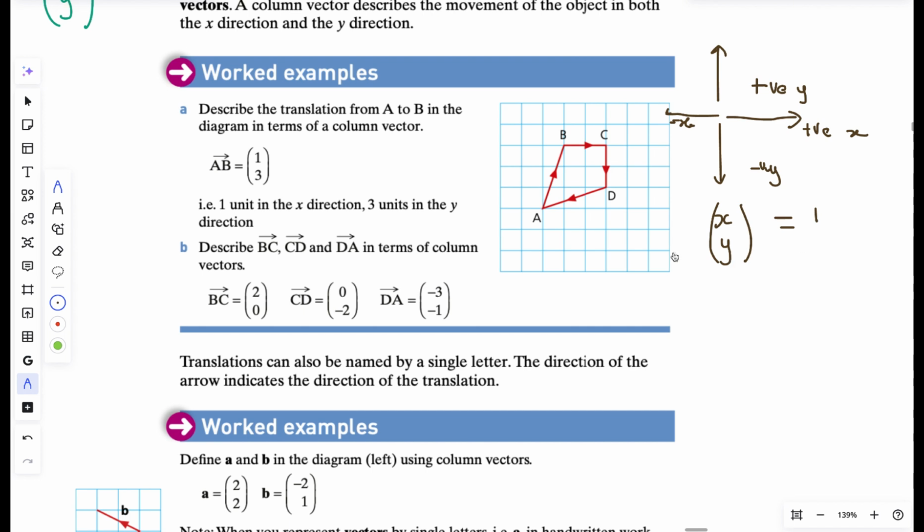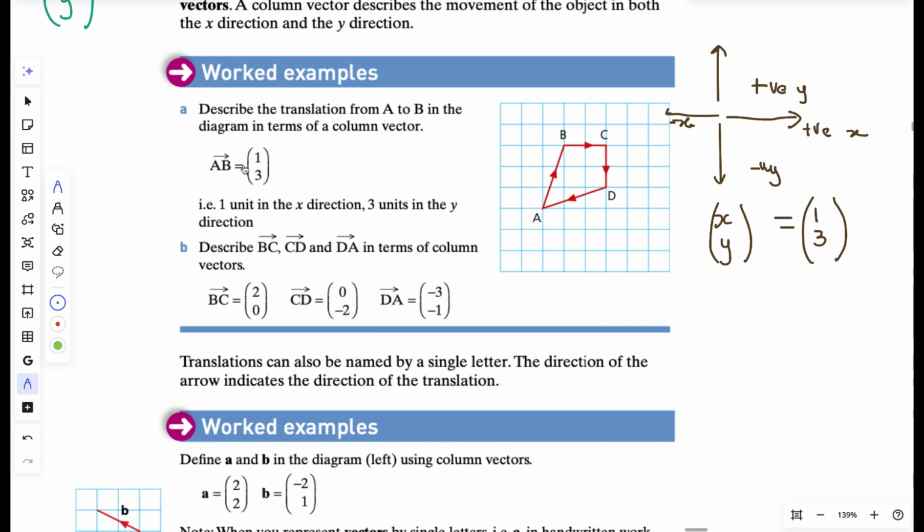We don't say over. It's not a fraction. Then in the y-axis, you can see it has climbed up how many boxes? 1, 2, 3 boxes, and it's going up. Since it's going up, we're going to say positive 3. So the column vector from A to B is (1, 3). The column vector is (1, 3).